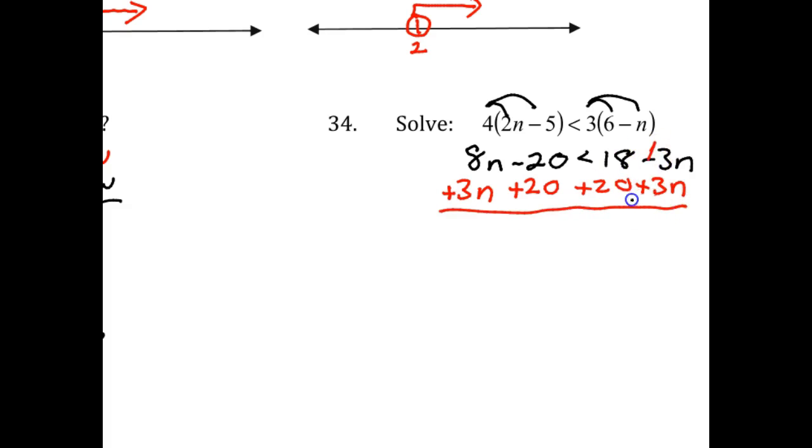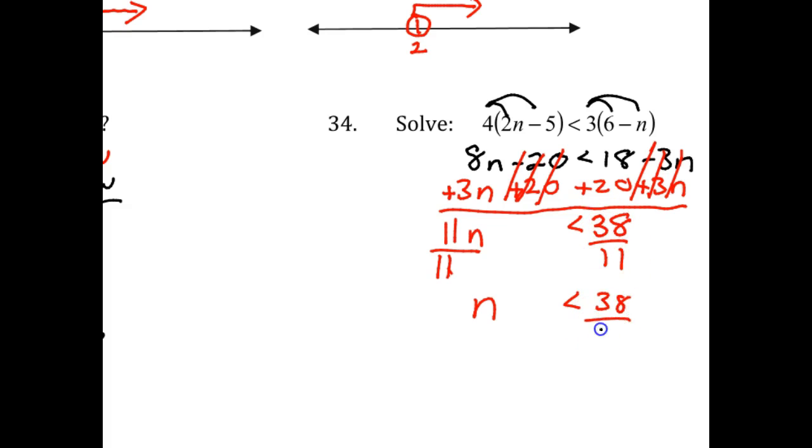Alright, so we have 0 here, 0 here, cancels out. And we have 8 plus 3, which is 11. And we have 38 here. So we can divide both sides by 11. And 11 does not go into 38, and 38 does not reduce at all, so we're just going to say our answer is 38 over 11. It's okay to have fractions sometimes.